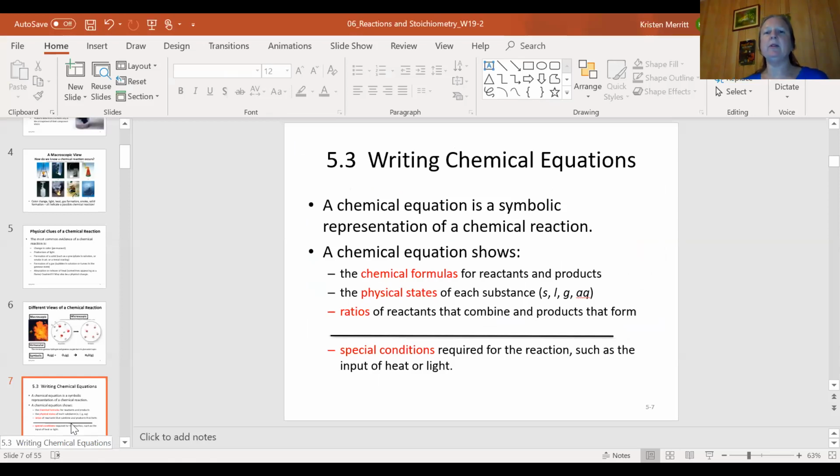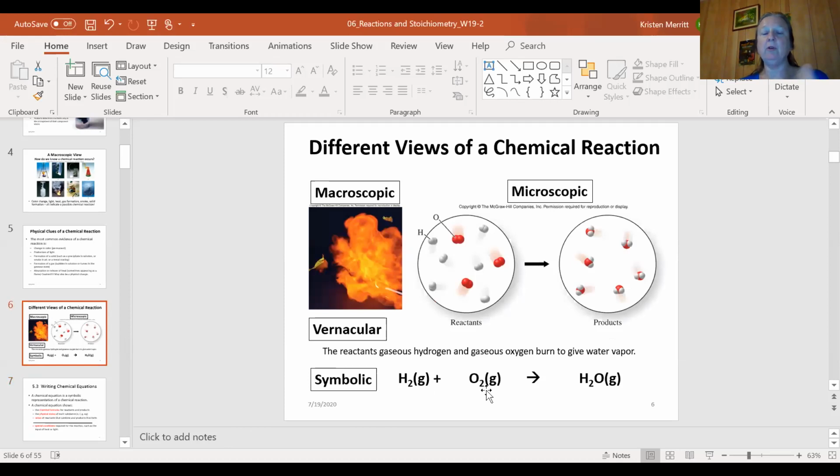So the chemical equation is a symbolic representation of a chemical reaction. You can actually say a tremendous amount of information with a chemical equation, a reaction equation. There are very important parts of every reaction. You have the chemical formulas, right? We had H2 and O2 and H2O. You have to say the physical states of everything in there. In the whiteboard reaction, see the G, that means gas. You have to put the physical state.